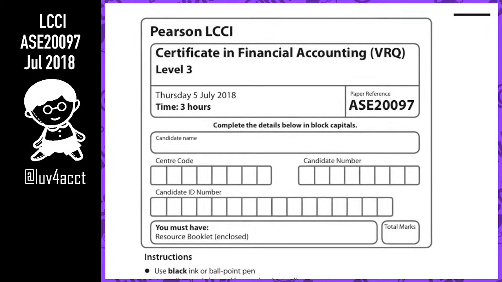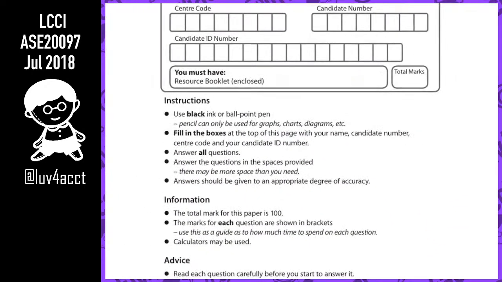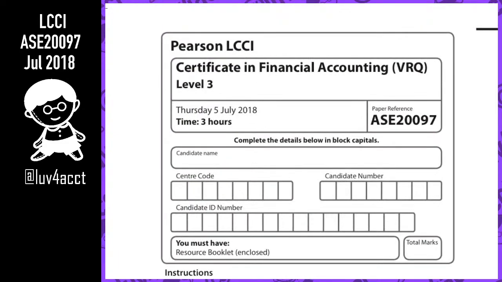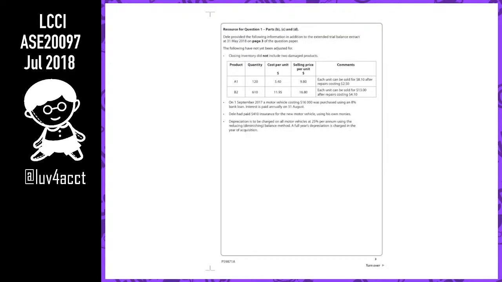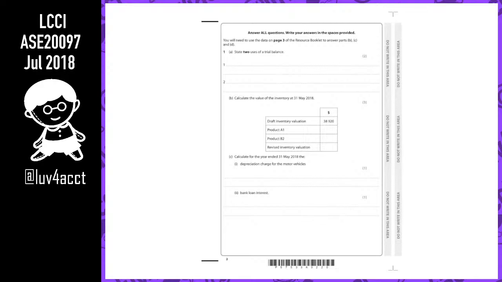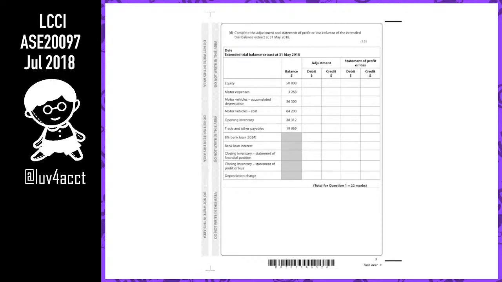Let's start our paper today. We have our 16th set of paper, LCCI Financial Accounting Level 3, July year 2018. Again 100 marks, 5 compulsory questions. Let's start. We have 4 items and then an extended trial balance. This time again we need to work on the columns for the statement of profit or loss.